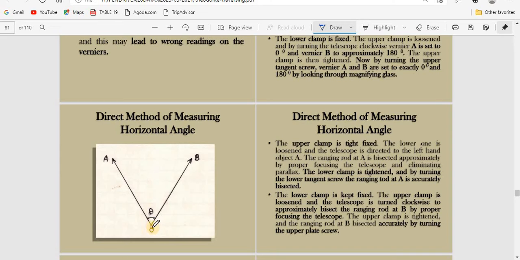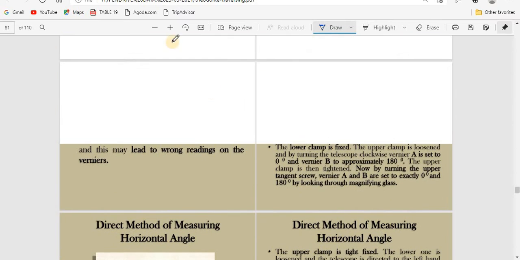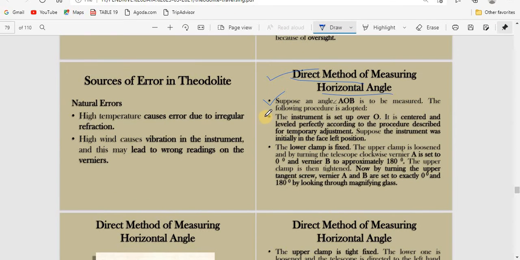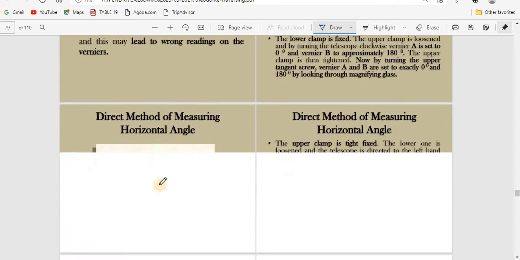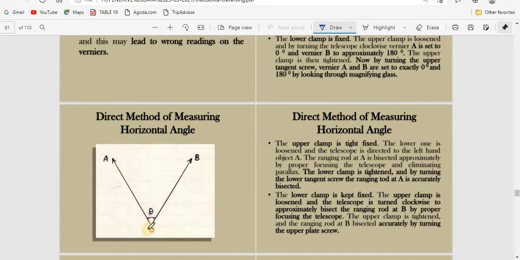This is the point where you will keep your theodolite, this is point A, this is point B, and you have to measure this horizontal angle theta over here. So what arrangement you have to make in the theodolite, that we will study. The instrument is set up over O. Firstly you will install the instrument at point O and perform all the temporary adjustments over there, that is centering, leveling, focusing of the eyepiece, and focusing of the telescope.